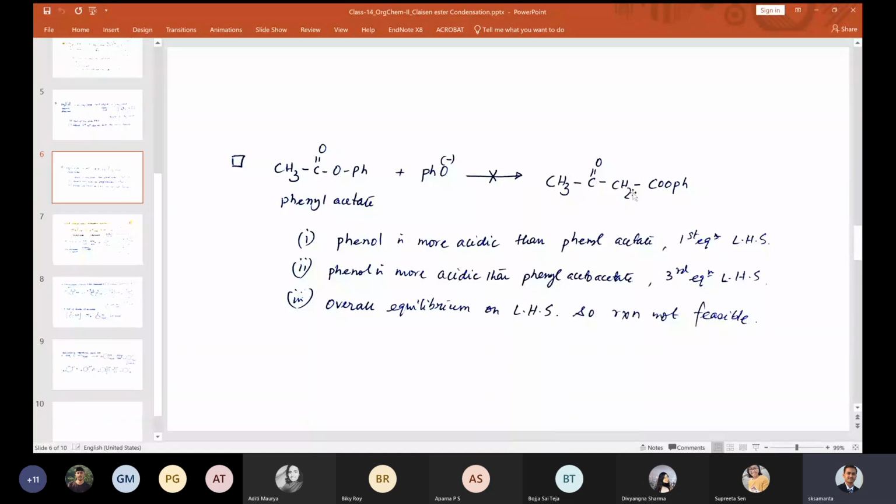Again, for the third equilibrium, also the phenol that is formed here is more acidic than the phenyl acetoacetate, this compound. So phenol is always more acidic than either this part or phenyl acetate. So both equilibrium 1 and equilibrium 3 would remain towards the left hand side, and that is why this reaction is also not feasible. Okay.